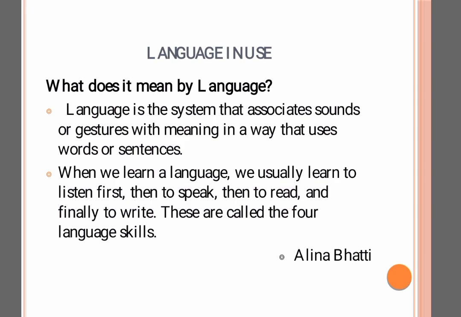When we learn a language, we usually learn to listen first, then to speak, then to read, and finally to write. These are called the four language skills. Guys, we know that in the context of first language acquisition, the four skills are most often acquired in the order of listening first, then speaking, then possibly reading and writing. For this reason, the capabilities are often called LSRW.